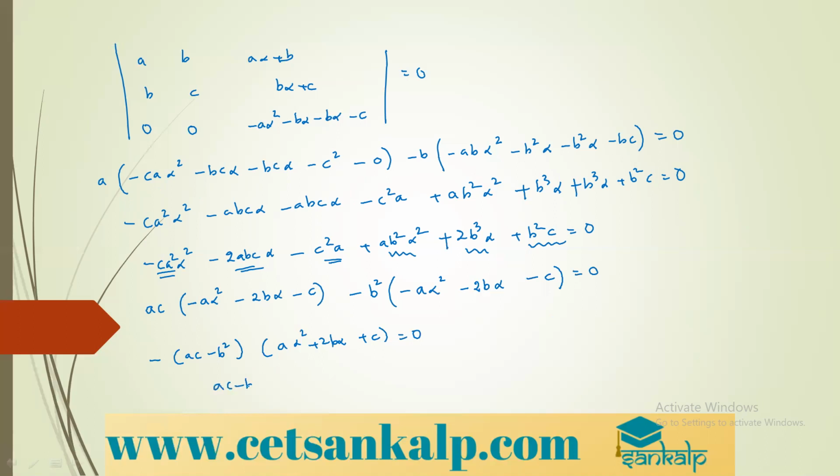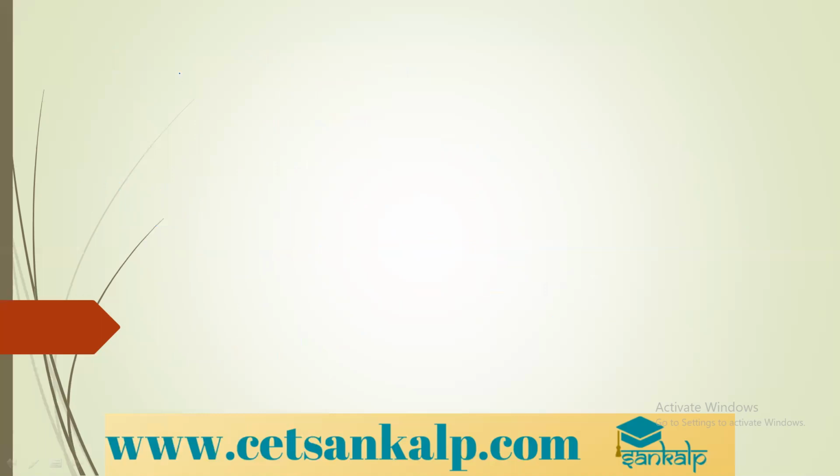So either ac minus b square will be 0 or a alpha square plus 2b alpha plus c will be 0. That means either b square will be equal to ac, or x equal to alpha is a root of ax square plus 2bx plus c equal to 0. That means a, b, c are in GP or this will happen. So we can say that option B holds good here.